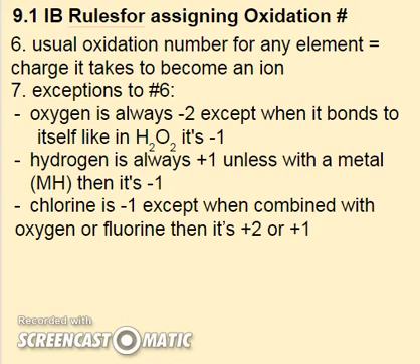Oxygen tends to be -2, but when it bonds with itself, like when it makes H2O2, as in hydrogen peroxide, it's going to be -1. Hydrogen is generally +1, like when it's with HF, but if you have hydrogen with a metal, like NaH, now the Na is going to be +1. The hydrogen is going to have to pick up a negative charge. So the rules, I think, are better summarized in the packet I gave you, but that's the approximate rules.